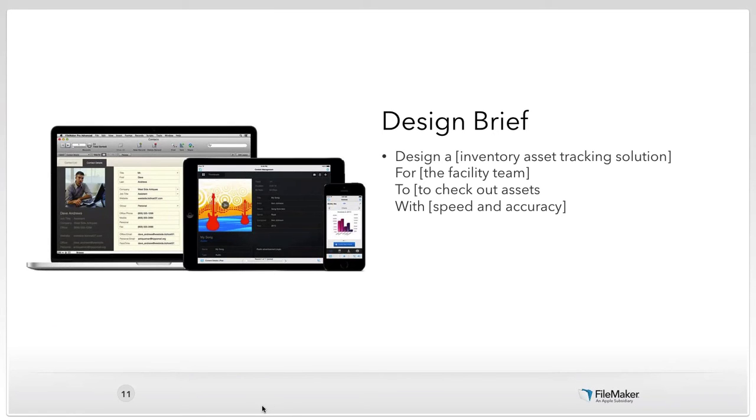So in order to aid you, certainly with building these goals, is to have a look at a brief that brings out the goals. So it's the design for who, to do what, with what features and which goals. So in this case, we want to build an inventory tracking system for the facilities team to check out assets with speed and accuracy.